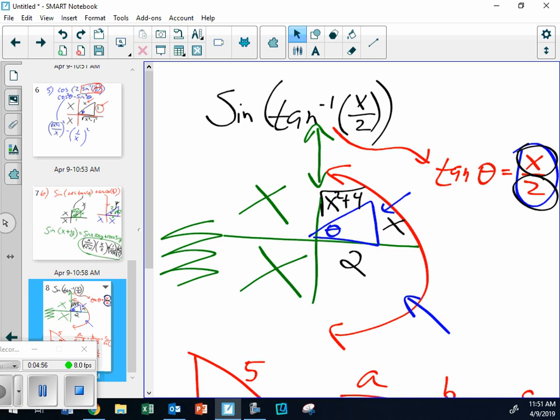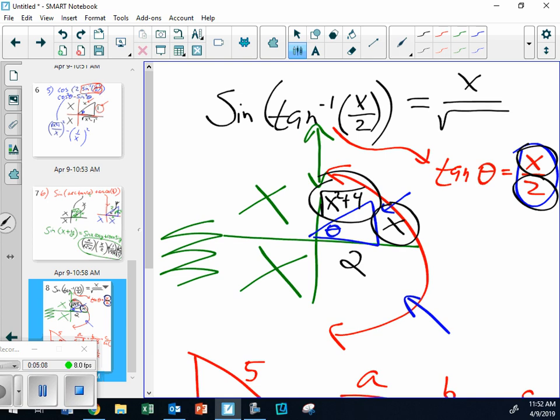SVR, would you tell me what to do? X divided by square root. Right. Sine is opposite over hypotenuse. X over square root of x squared plus 4. That's it. Very good. All right. Now, bear with me for a second. I'm going to tweak the problem just a little bit. You have a question first? Yeah.